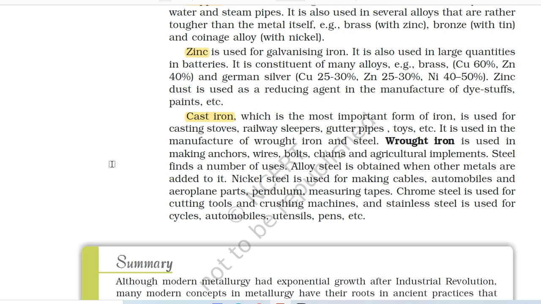Alloy steel is obtained when other metals are added to it. Nickel steel is used for making cables, automobiles and aeroplane parts, pendulum, measuring tips. Chrome steel is used for cutting tools and crushing machines, and stainless steel is used for cycles, automobiles, utensils, pens, etc.